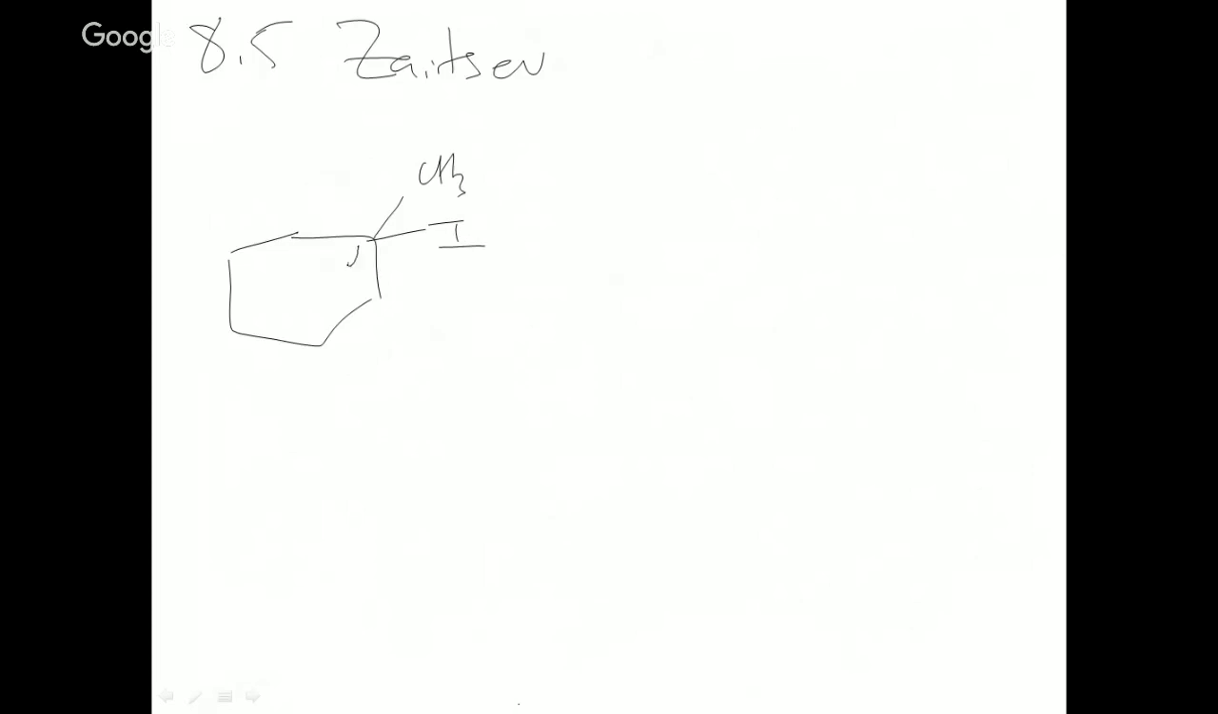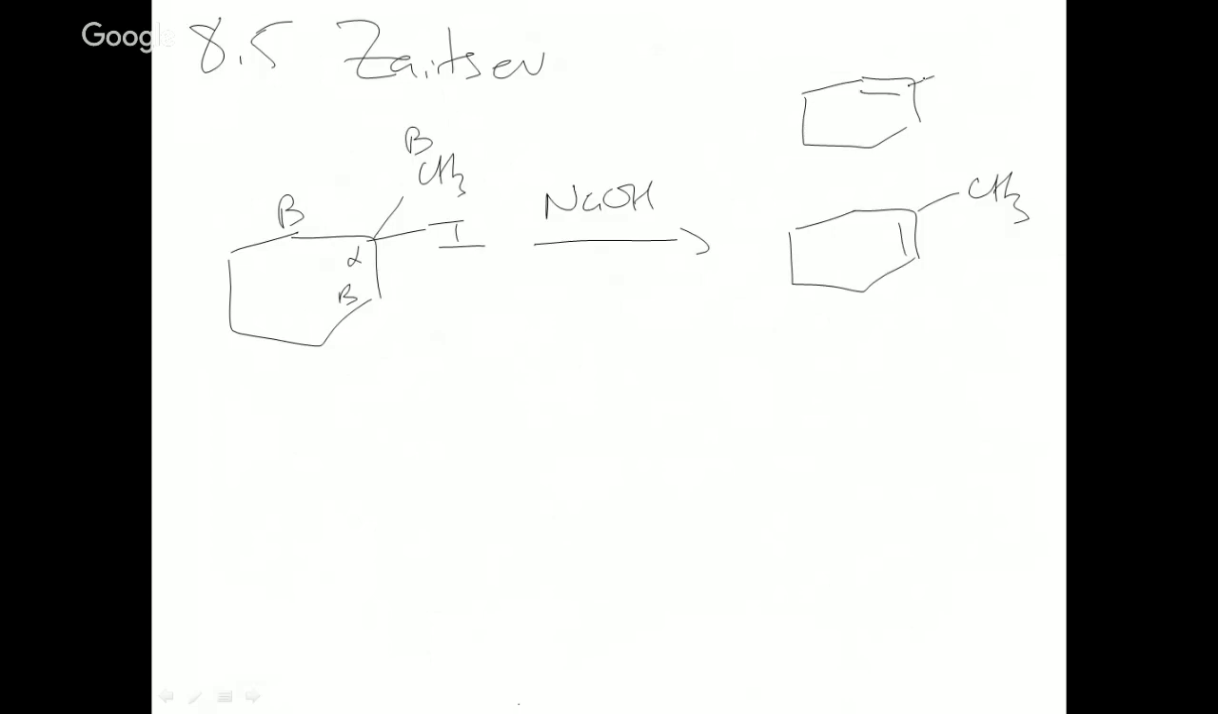So now we have an iodide. We got alpha, beta, beta, beta. We have two different types of beta hydrogens, three different sites. So sodium hydroxide, I'm not going to draw the mechanism on this one. We have two different possible products. I'm going to draw it both ways. These are the exact same thing, just so you see that.